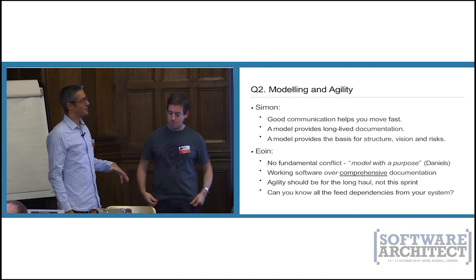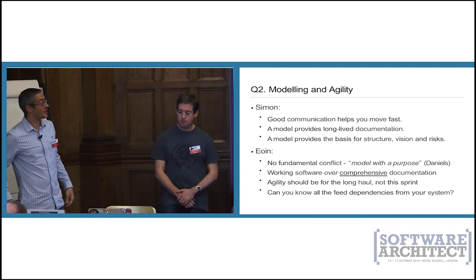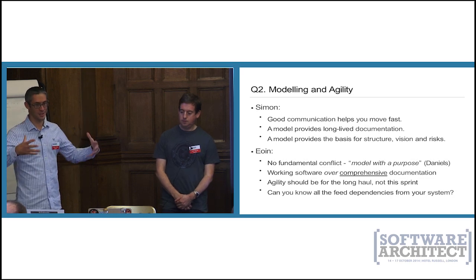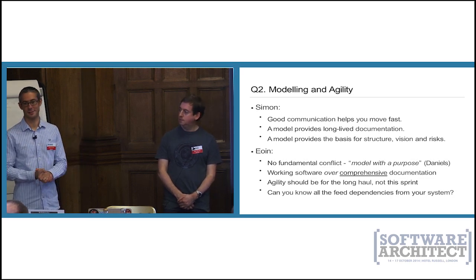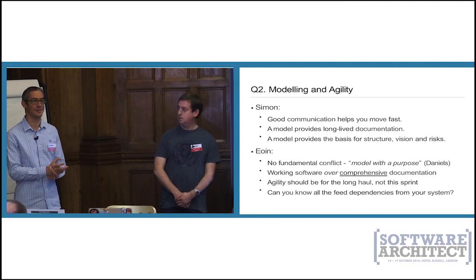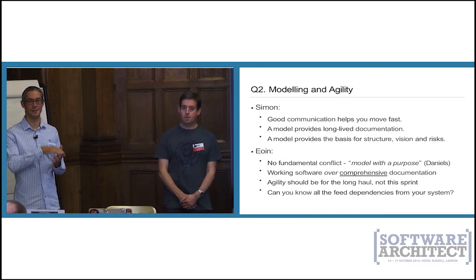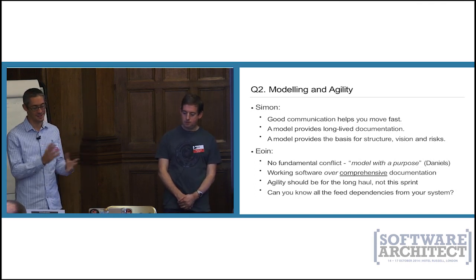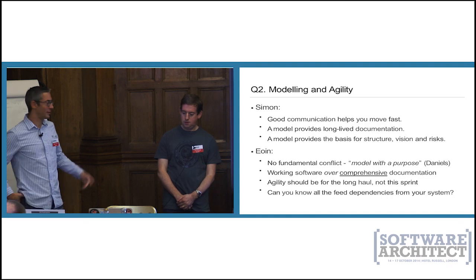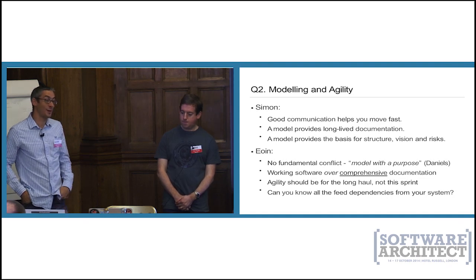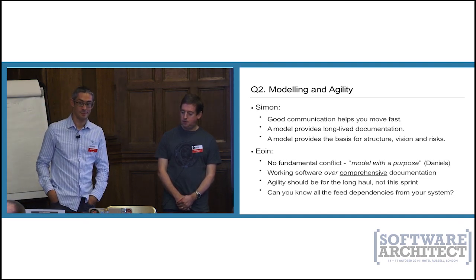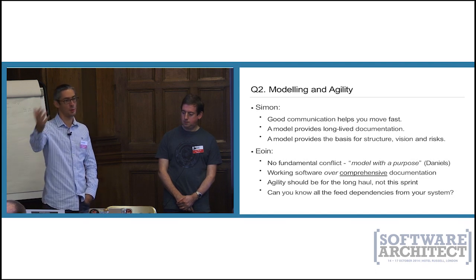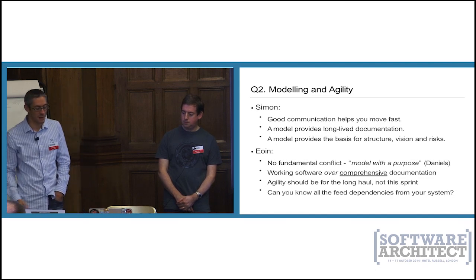My thing about modelling, and particularly, you know, sketches, is to just communicate quickly and effectively. Why? Because if you're trying to move fast, you need good communication. You need that ubiquitous language, and you need to make sure that everybody is heading the same direction. And it's as simple as that, right? A model, as Owen has already said, provides long-lived documentation, right? So people are going to join, leave, move teams, have babies, whatever.